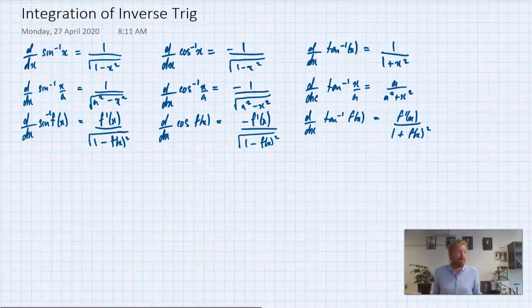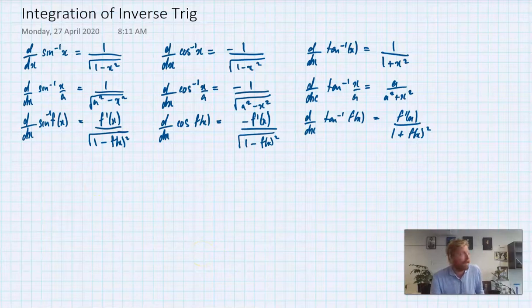Hello, welcome back. Today we're going to do some integration of the inverse trig functions. I've just written these here. These are all the ones we know from differentiating. The first line here is all your basic ones.